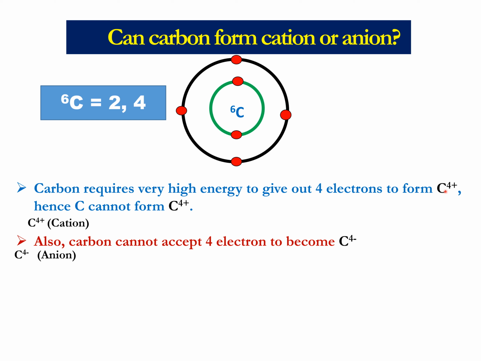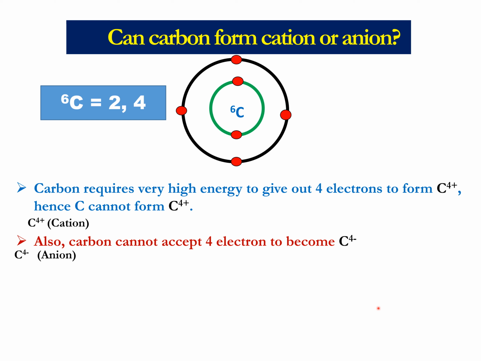Also, carbon cannot accept 4 electrons to become C4-. Remember, whenever an atom gains electrons, it will become negatively charged. So carbon cannot accept 4 electrons to become C4-, which is an anion, as if it accepts 4 electrons, it means that it will have 6 protons and 10 electrons. But remember that we said earlier that number of protons must always be equal to the number of electrons.